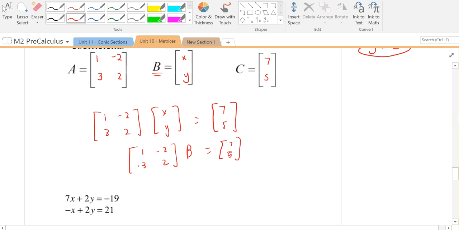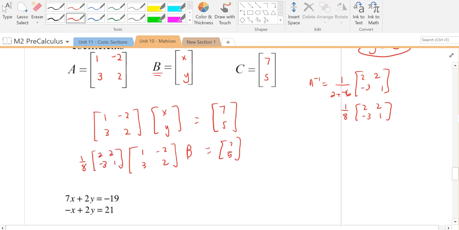We want to find the inverse of this first one. So the inverse of A is going to be 1 over 2 minus negative 6. Flip these, change the signs. 1/8 times 2, negative 3, 1. All right, so I'm going to have to multiply by that on the left on both sides. I could multiply the 1/8 in if I wanted, but I'm not going to, because I don't want to deal with fractions if I can avoid it, especially because I'm doing it by hand. If I was going to use my calculator, then I don't really care about the fractions. The calculator's going to do it for me.